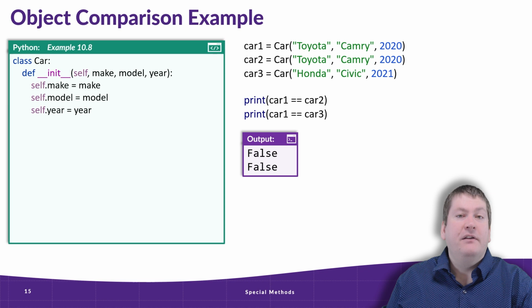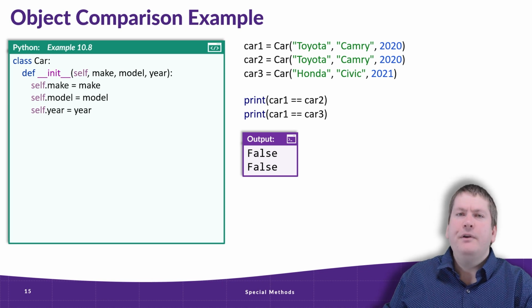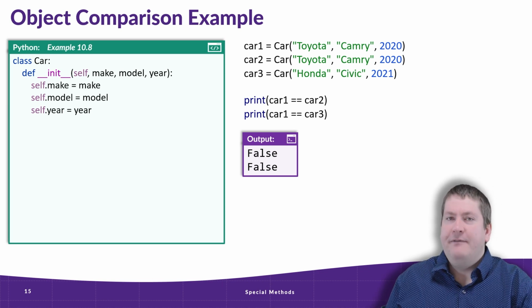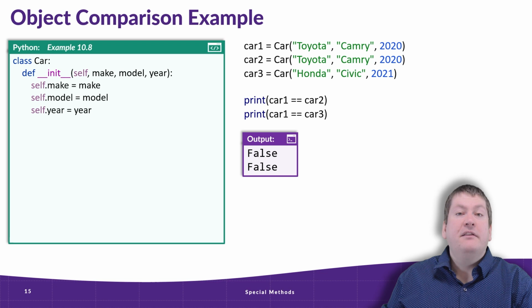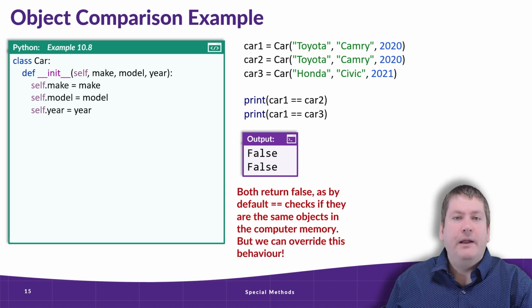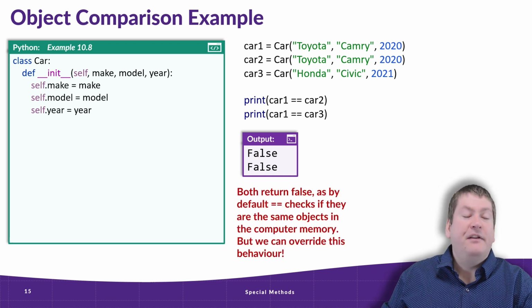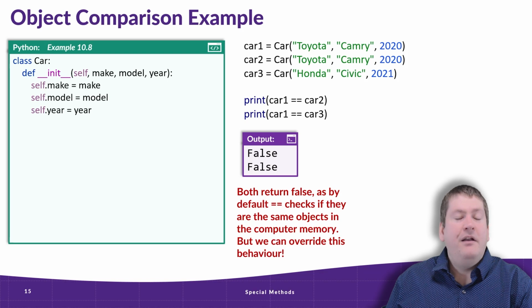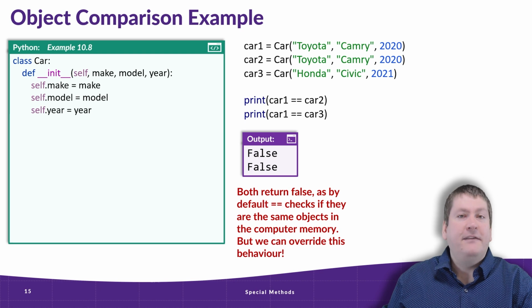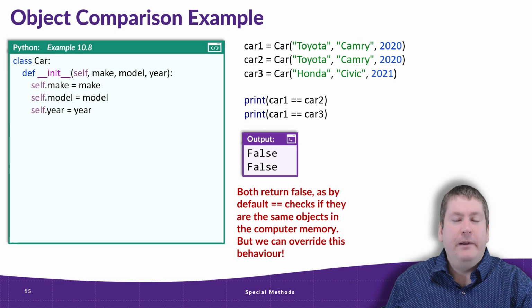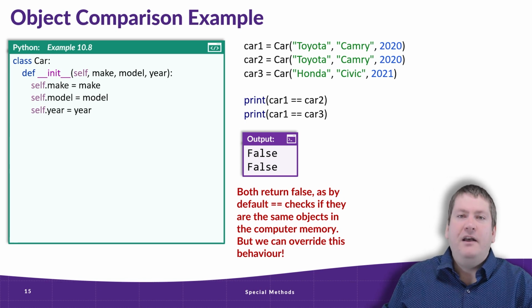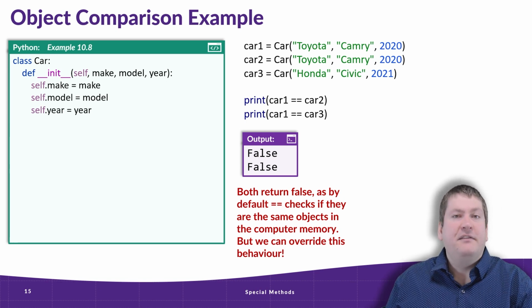Well, we're going to get false output twice. So even though car 1 and car 2 have identical values, they're not the same object in the computer's memory. Remember from our previous video on object references, when we use the equals operator like this without any special methods defined, it acts just like the is operator. And the is operator checks if both of these objects are the same objects in the computer's memory. And just because they store the same values doesn't mean that they are the same object.